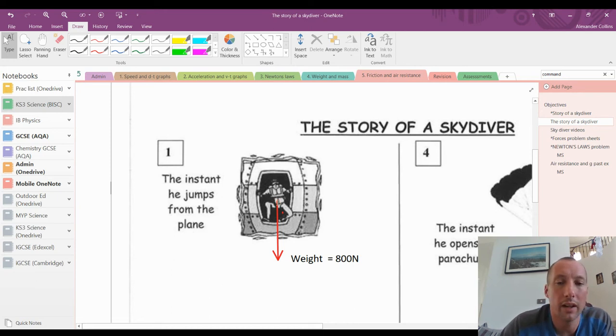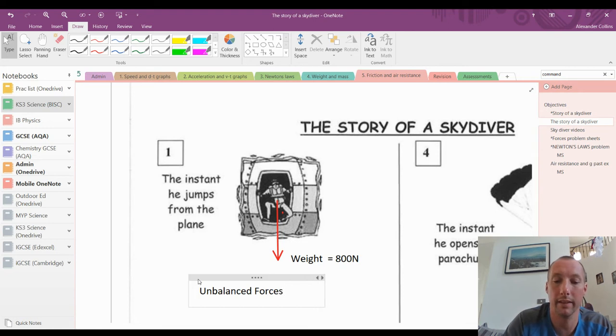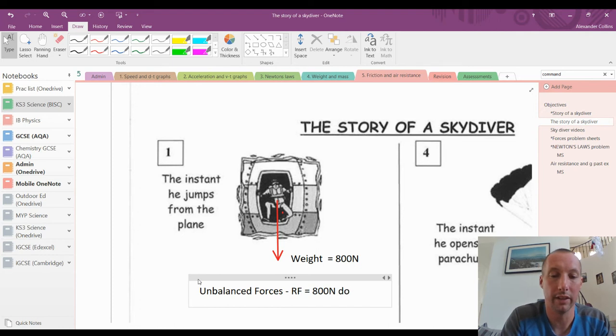There's no upthrust. People always ask me about what upthrust is. Upthrust is the upward force experienced if you're submerged in a fluid, like water. But actually, there's pretty much zero upthrust when you're in air. And actually, this is the only significant force we need to consider here. So there's only one force acting downwards. Now, because of that, I'm going to write that we have unbalanced forces. And if we have unbalanced forces, we should be able to work out the resultant force. Well, because there's nothing to balance the weight, the resultant force is 800 newtons down.